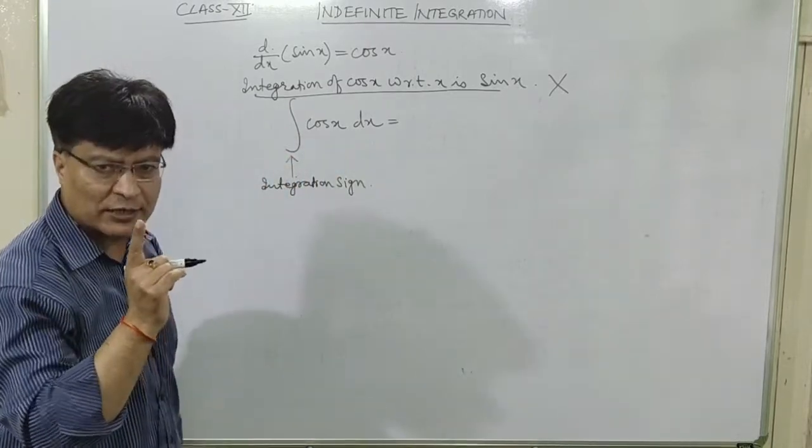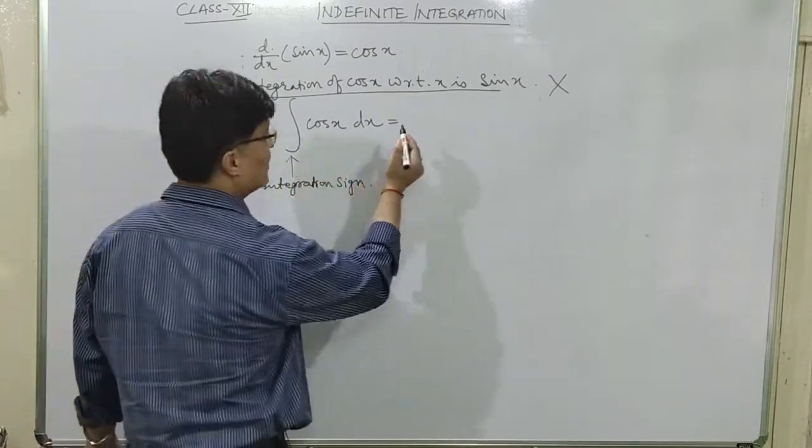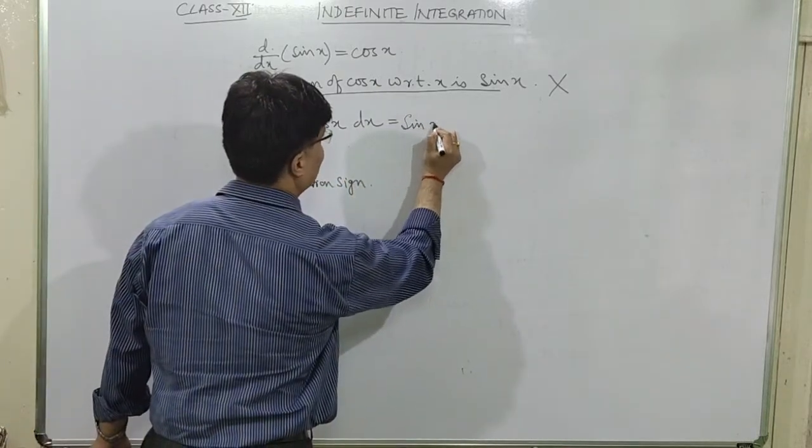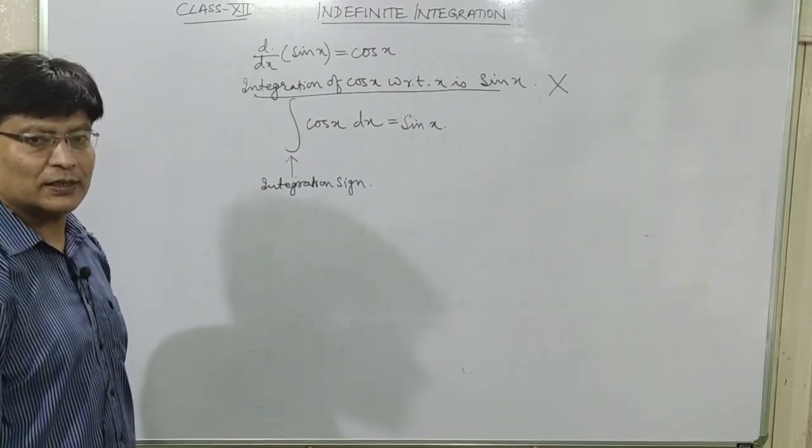Differentiation of which function is cos x? You know that this is sin x. So what do we write? We write sin x. This was one example. Okay?